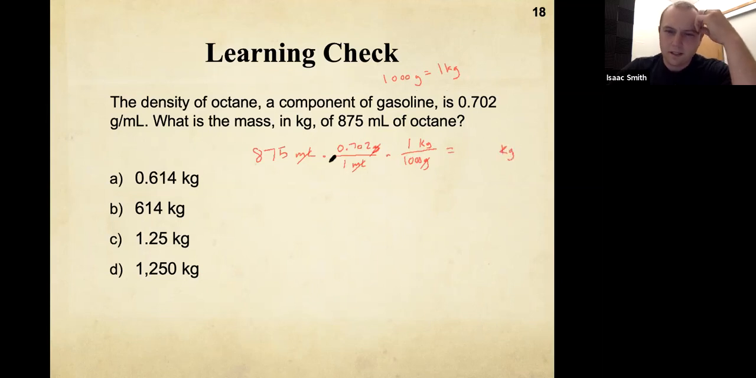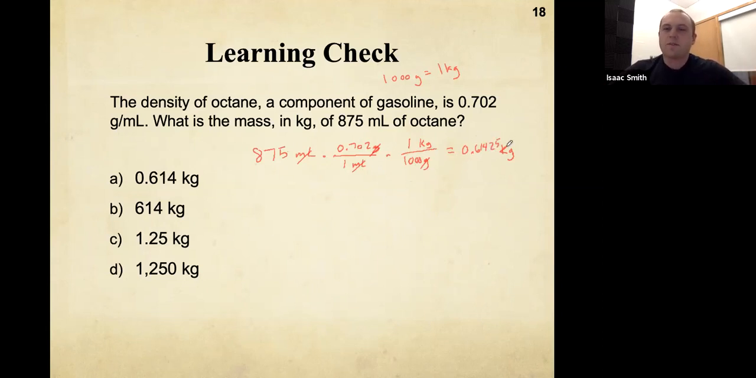All right. So if you put this in the calculator, you would do 875 times 0.702 times 1. Okay, so that would give you 614.25. And then you divide that by 1,000. It gives you 0.61425. Okay, that's what the calculator gives you.